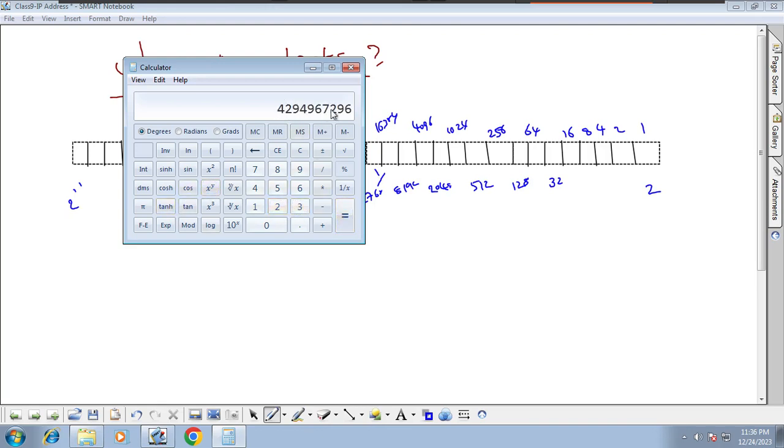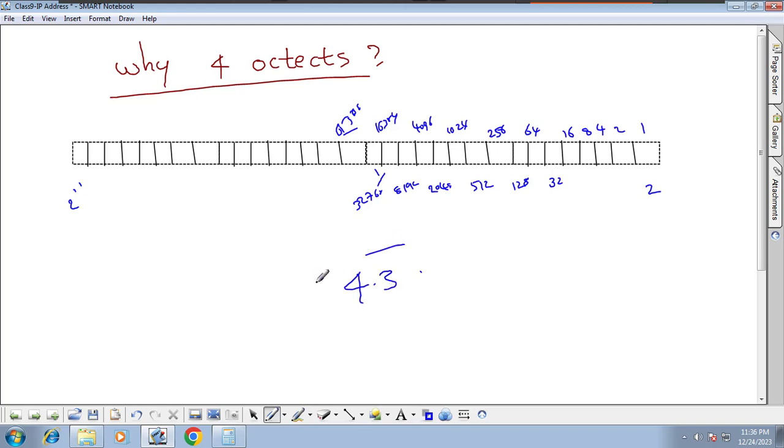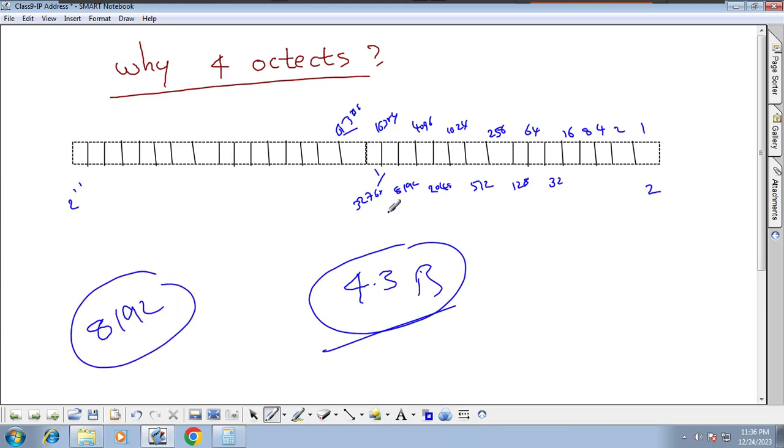So this is the actual number. Okay, 4294 and so on, which is about 4.3 billion. Okay, 4.3 billion numbers. So imagine somebody is telling you the IP address is 8192. See, this is one of the numbers here. This is one of the numbers of the 32 bit combination. You will have this number as an IP address.